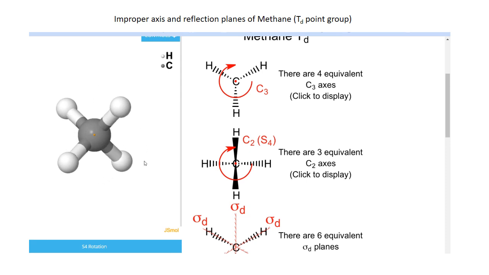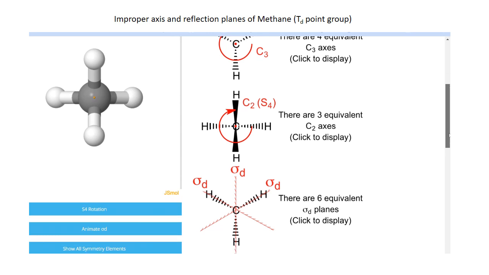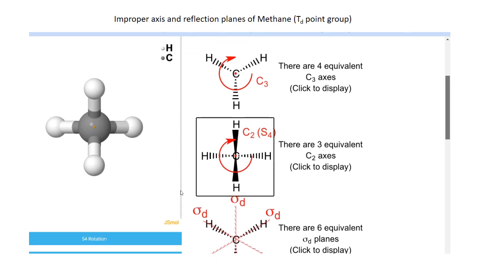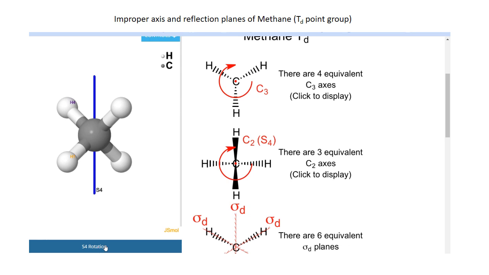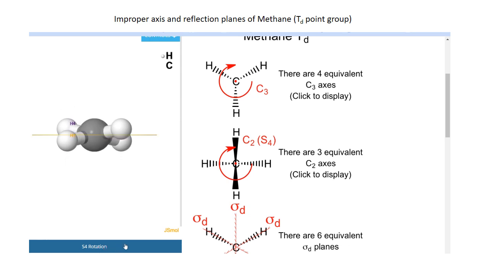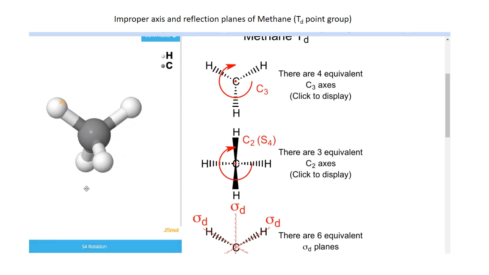So let us now turn on the S4 operation. One rotation has happened, and where is the reflection? Let me see whether I can animate the S4 rotation. This is the rotation followed by the reflection, which is also showing. It is actually showing very slowly, so it will be better for you to understand and follow.